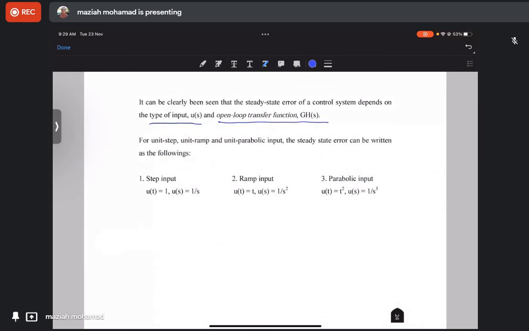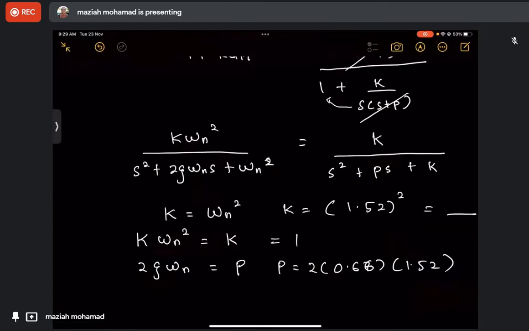So we're going to apply three types of input. The first one is step input, where US equals 1 over S. The second one is ramp input, US equals 1 over S square. And the parabolic input, US equals 1 over S cube. I'm going to use a different board here because there will not be enough space in that.